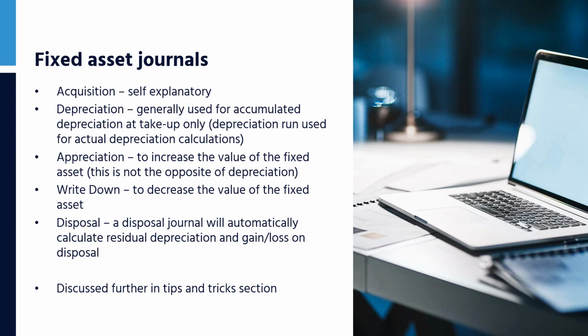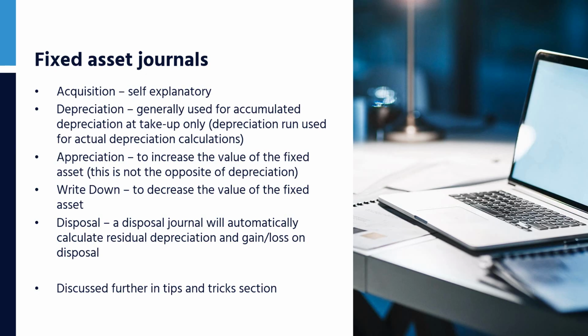The appreciation, this is one of the areas of confusion within the fixed asset module. It's not the opposite of depreciation. It is just to essentially increase the value of the fixed asset. If there's a revaluation that's done and it's an upward revaluation, then you would post an appreciation journal to take into account that increase in value. The flip side of that is the write-down. So again, if you were doing a revaluation of your assets and it was a downward revaluation, then the write-down is the journal type that you would use for that.